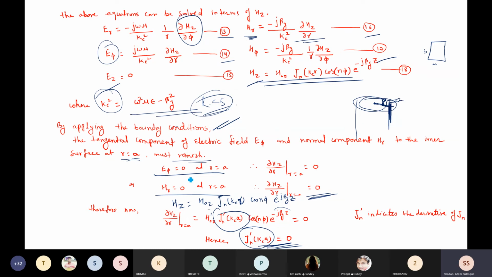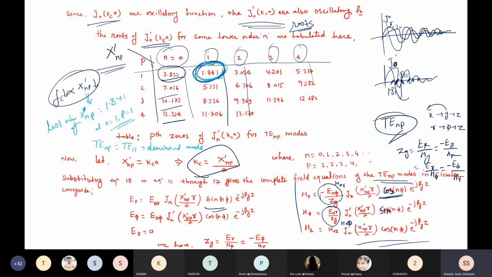That inner surface will be at r equal to a. So by having this term at r equal to a, we found that del Hz upon del r is equal to 0, and we can find the boundary condition that J_n dash (k_c a) should be equal to 0. So there we have this standard J_n dash (k_c a), the roots of that equation, where the derivative of the Bessel function is 0. At these values of n and p, it will be 0. So we can substitute this, and we found the solution in terms of x'_np.